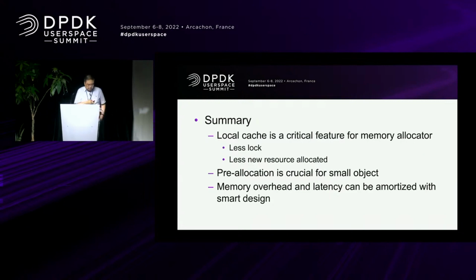So the summary, the takeaway from this talk and interesting work, I have the following. The first part is that the local cache is really a critical feature for a memory allocator, so we have fewer locks and fewer new resources allocated, right? Pre-allocation is crucial for small objects, even without the local cache, because we don't need to come back to the DPDK heap that frequently. So the memory overhead and the latency can be amortized with smart design, like we use a bitmap, to try to reduce the overhead here.